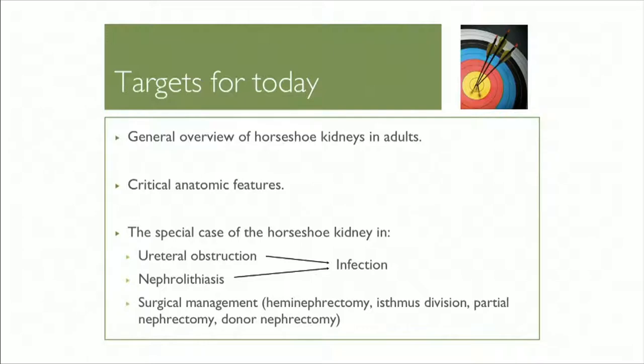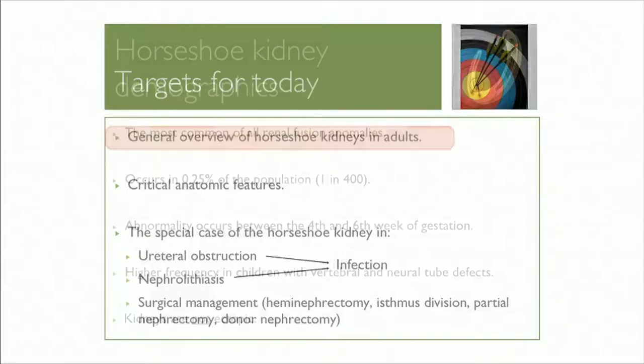We'll talk specifically about some critical anatomic features that should be factored into your decision making in treating them. And we'll talk about the special case of the horseshoe kidney in some specific urologic diseases and surgery states. So we'll start off first with a general overview.